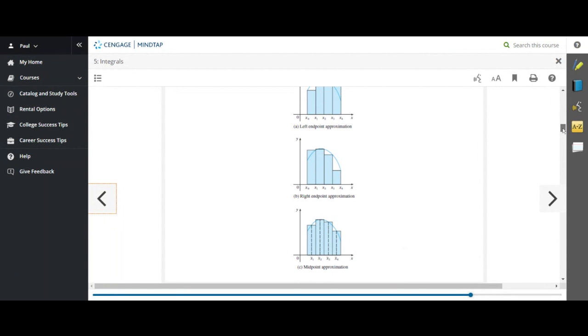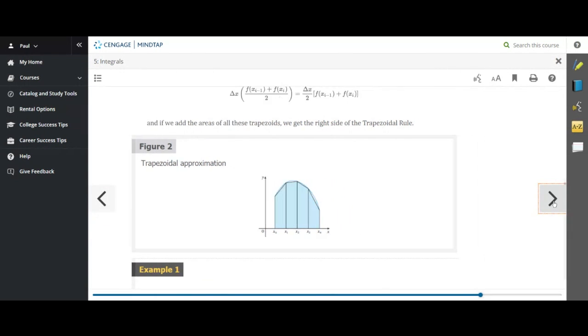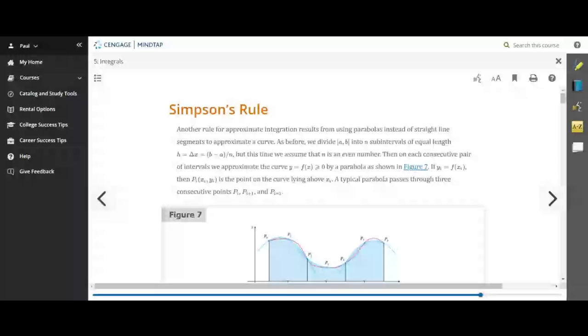Now, also don't forget, we have a trapezoidal rule approximation that we can use, where we use trapezoids instead of rectangles and add up the areas. And there's even another approach called Simpson's rule.